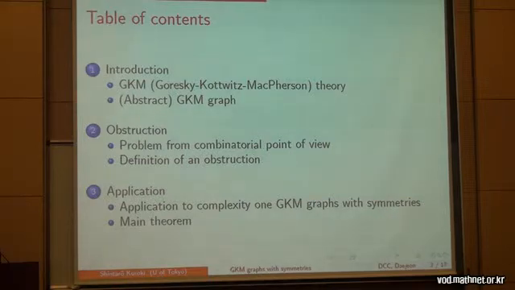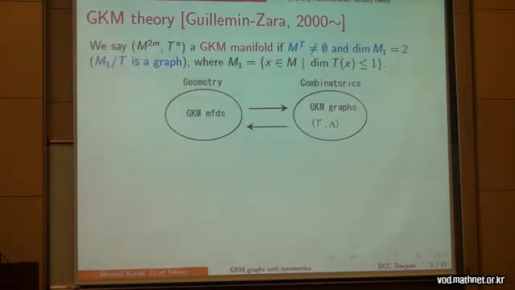And next, I will define the GKM graph abstractly. And in the next sections, I will introduce the problem in this talk. This problem is a kind of extension problem of the GKM graph. And to solve it, I will introduce some obstructions. So I will introduce obstructions in this section too. And in the final section, I will apply these obstructions to the complexity 1 GKM graphs with symmetries. Okay, let's start the first section.